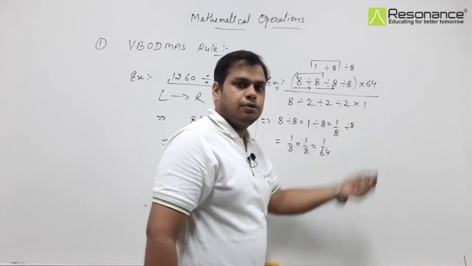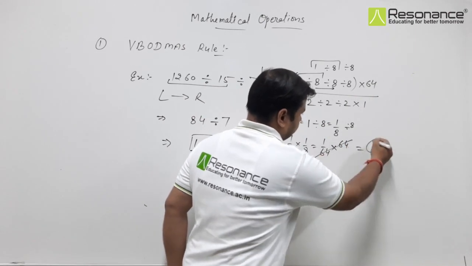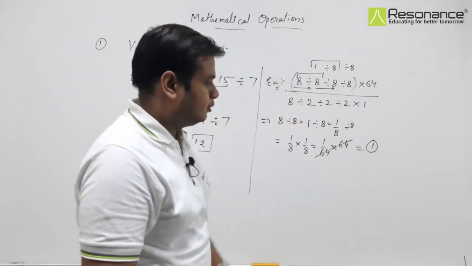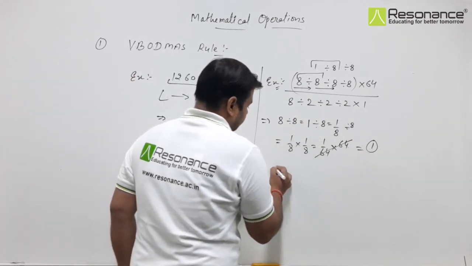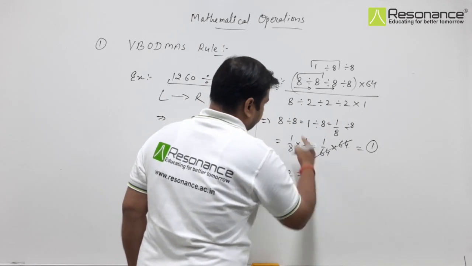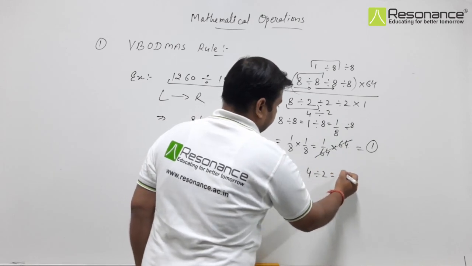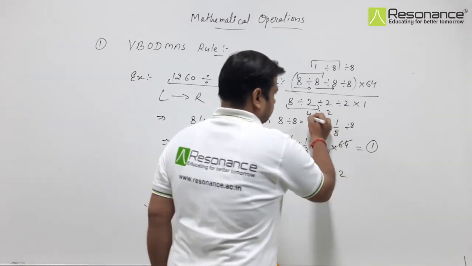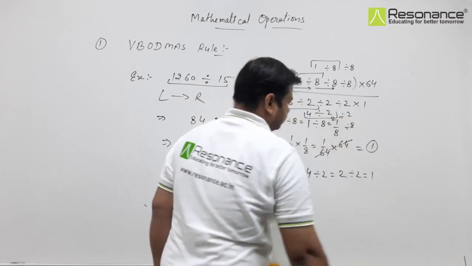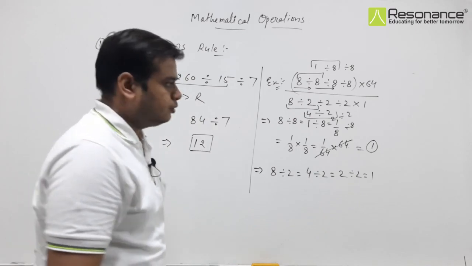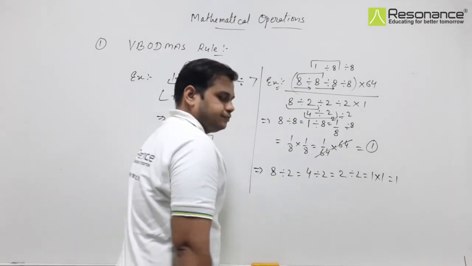Now it's 64 in multiplication. So when we solve this, we'll get 1 as the value of numerator. Now we have to solve denominator. 8 divided by 2 will give us 4. Now 4 divided by 2 will give us 2. Then 2 divided by 2 will give us 1. Okay, and 1 multiplied by 1 will give us 1.